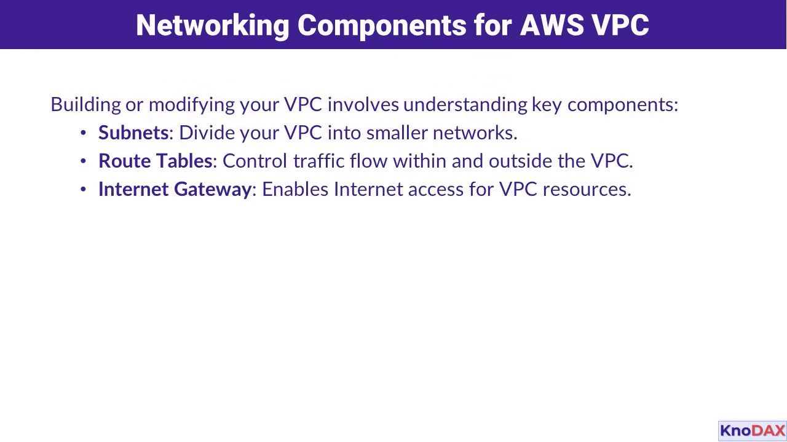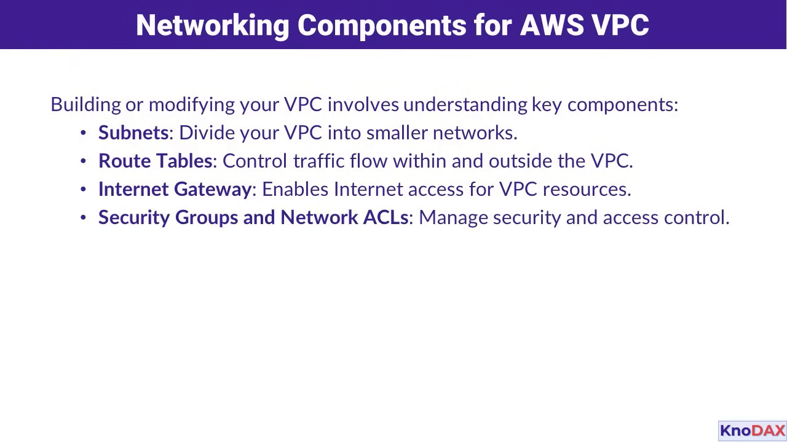Third, Internet Gateway. An Internet Gateway connects your VPC to the Internet. This component is essential for providing Internet access to resources in your public subnets. Finally, security groups and network ACLs. These components are critical for managing access and security. Security groups act as virtual firewalls for your EC2 instances, while network ACLs provide an additional layer of control at the subnet level.